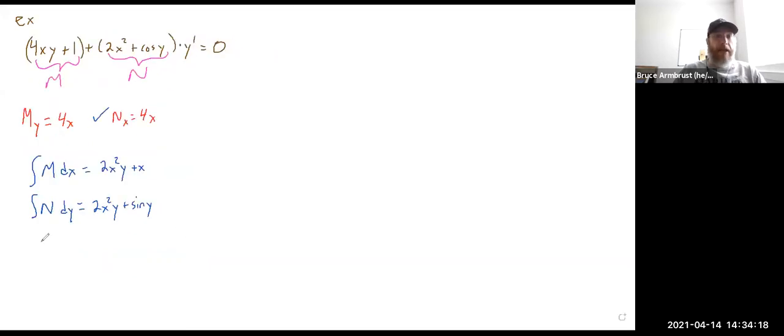Okay, so now to get our potential function, we're just going to combine these things. The first one needed a 2x squared y and an x. The second one needs a 2x squared y, which we already have, but it also needs a sine of y.